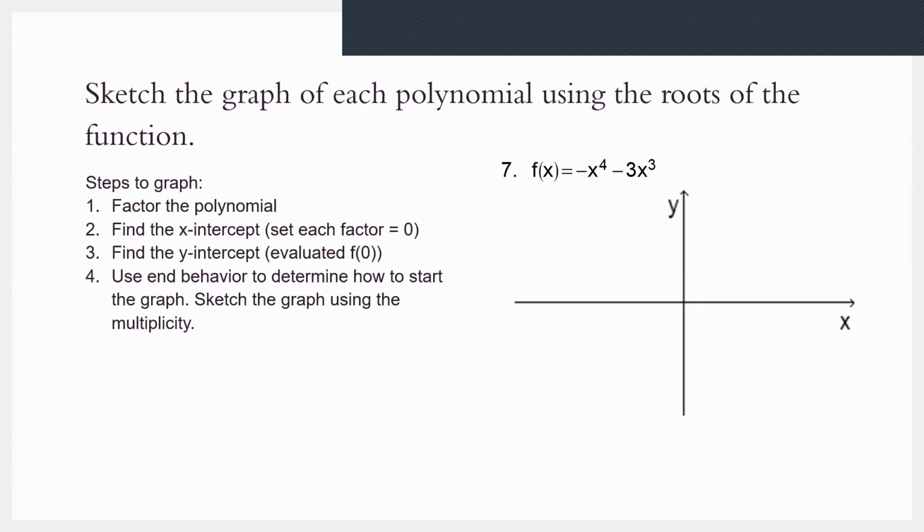Negative x to the power. Mine is a negative. So it goes down first. And it's an even degree. So if I go down on the right, what am I gonna do on the left? Go down. I'm also going down. Spear fingers down.